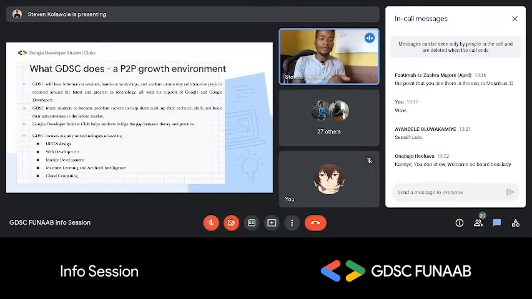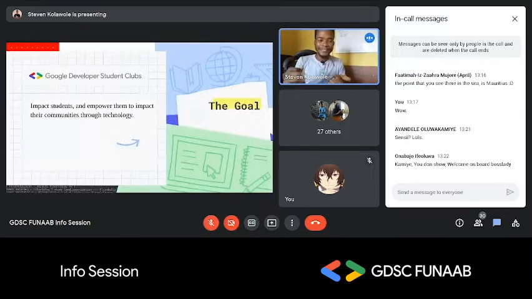And so the bigger goal, as I mentioned before, is to impact students and empower them to impact their communities with technology. So it's not really a one-way thing. You get impacted as a student, and that gives you the leverage to impact other people in turn, right? In this field of technology.